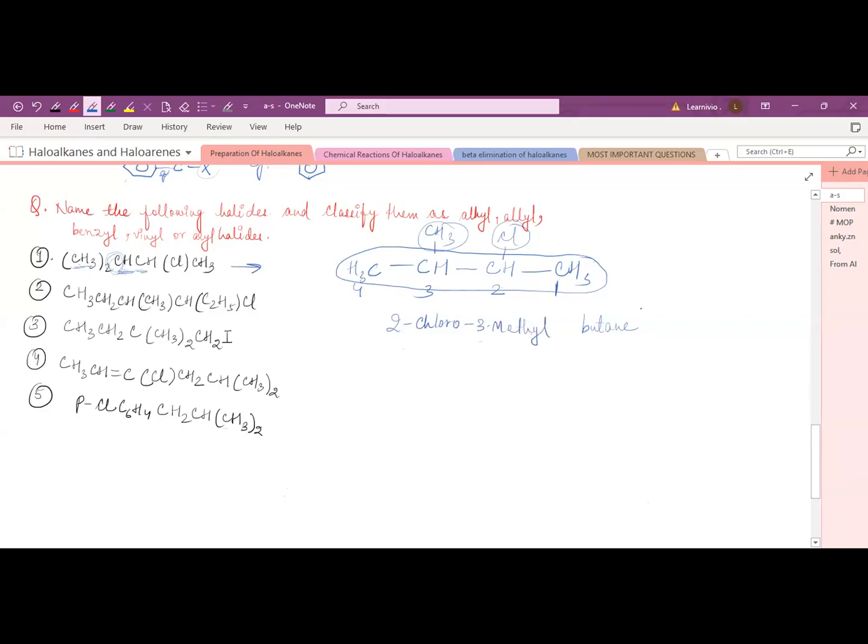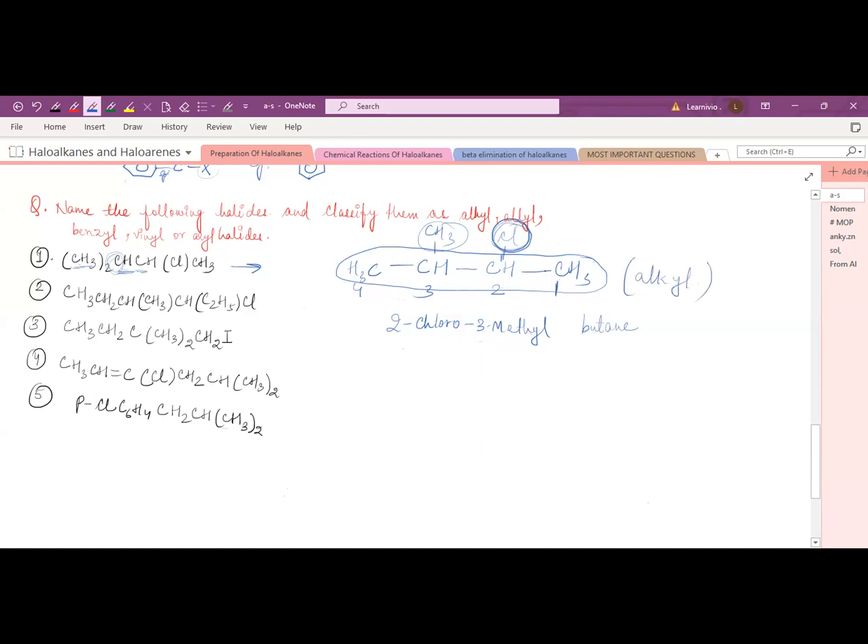Now you will tell me which type of halide this is. Alkyl, allyl, benzyl, which type? Alkyl halide. Yeah, very good. It's alkyl one. You have to check for the halide group. The halogen group is attached to this carbon and this carbon is sp3 hybridized, right? And further you can check if there is a double bond, but there is no double bond. So this is your alkyl halide.